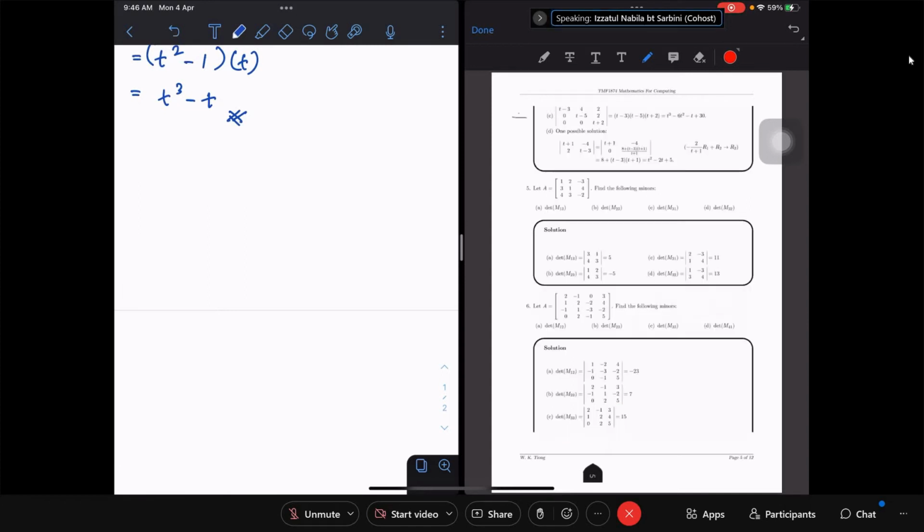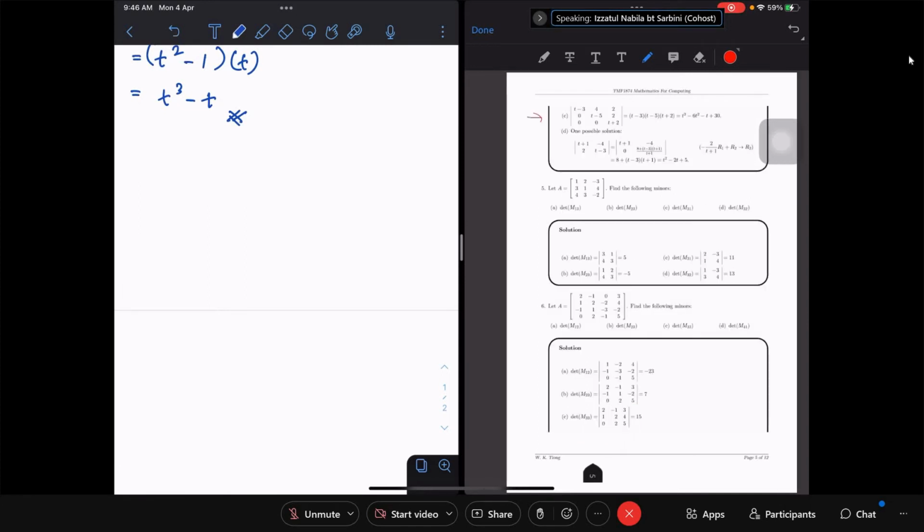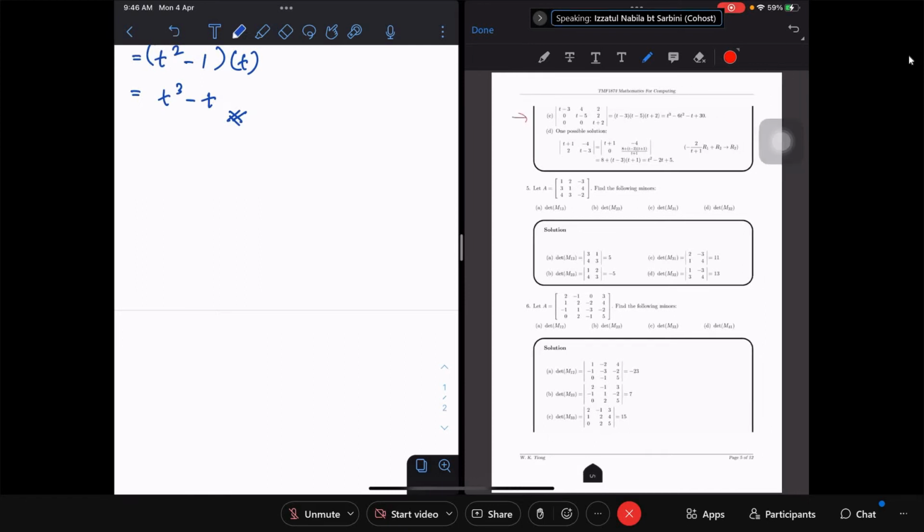This one is already in triangular form. If it's already in triangular form, you don't have to do anything. You just multiply the diagonal, so you get the determinant directly. Alright. And as for D, you have to reduce. So you reduce until triangular form and then multiply the diagonal and you have your determinant. Right?